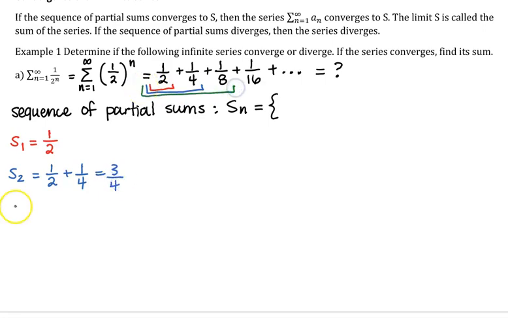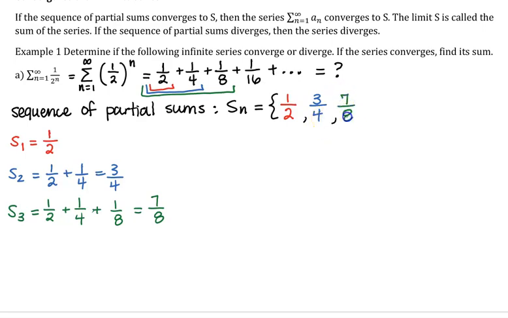Then I'll add up the first three terms of the series. I'm going to start writing in the terms of my sequence. So far I've seen that one term of the series adds up to a half. When we add up the first two terms of the series, we get 3/4. When we add up the first three terms of the series, we get 7/8. And I'm going to stop my list here.